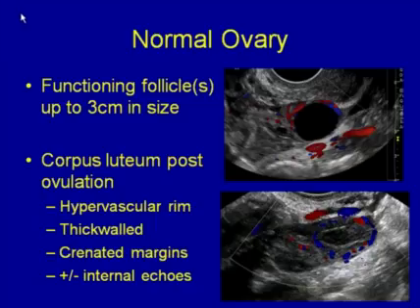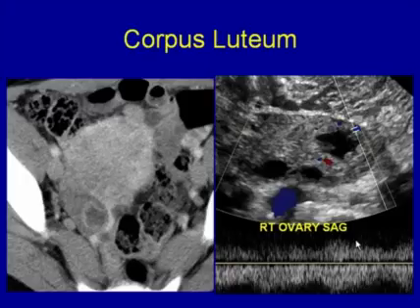So just to begin, we need to review the normal ovary, and remember that we're going to have developing follicles up to 3 centimeters in size. And as the ovary goes through its normal function, we form a corpus luteum, and you can recognize that by this hypervascular rim. It's thick-walled, and it has often crenated or infolding margins, and it may or may not have internal echoes. And this is a normal functioning follicle cyst that's gone through the physiologic menstrual cycle.